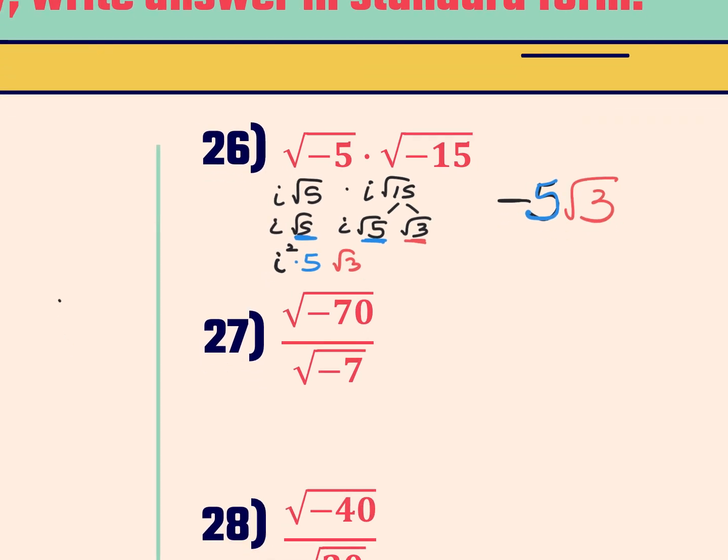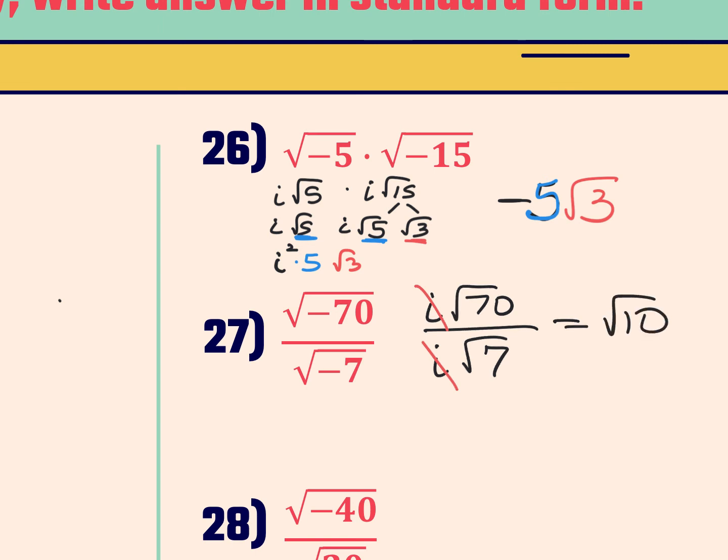The next one, this one I'll pull out the i, and then the 70, the i and the i simplify, and then 70 divided by 7, square root of 10. Nothing to rationalize, it wasn't in any denominators.